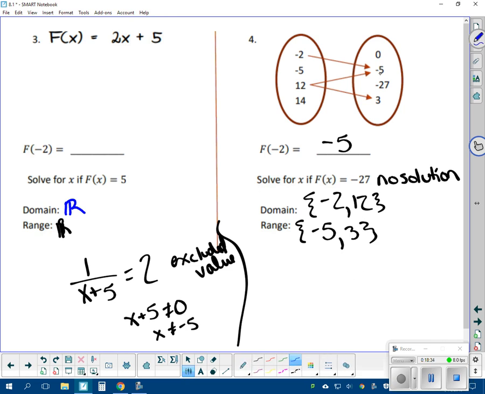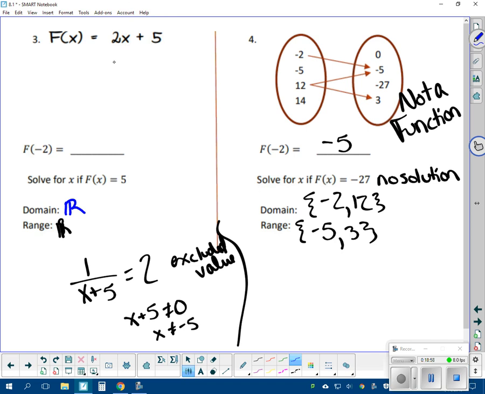Is this a function? Sure is. Not. Said the wrong thing there. It is not a function. This 12, this x, has 2 different y's. Each x can only have one y. Okay, this is not a function.